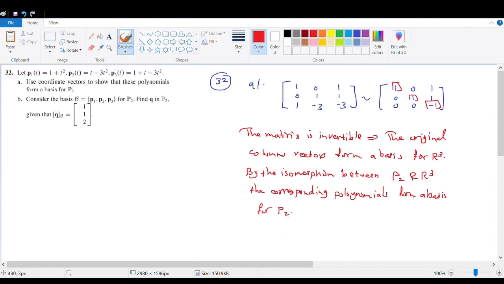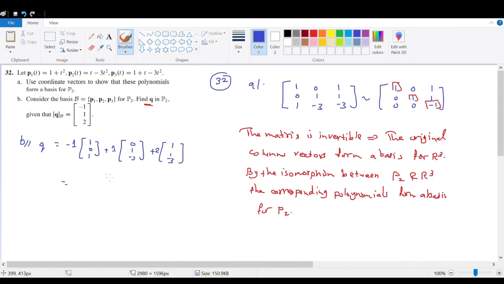Now for part B, consider the bases b1, b2, b3 for B2. Find q in B2 given that the coordinate vector of q is -1, 1, 2. So if we have this one, that means q will be equal to -1 multiplied by b1, which is the coefficient of b1, 1 0 1, plus 1 multiplied by the coefficients of b2, which is 0 1 minus 3, plus the coefficient 2 multiplied by the third vector, which is 1 1 minus 3.